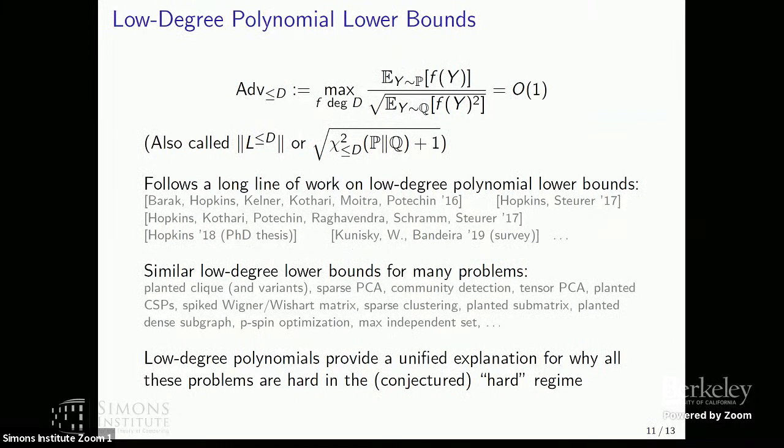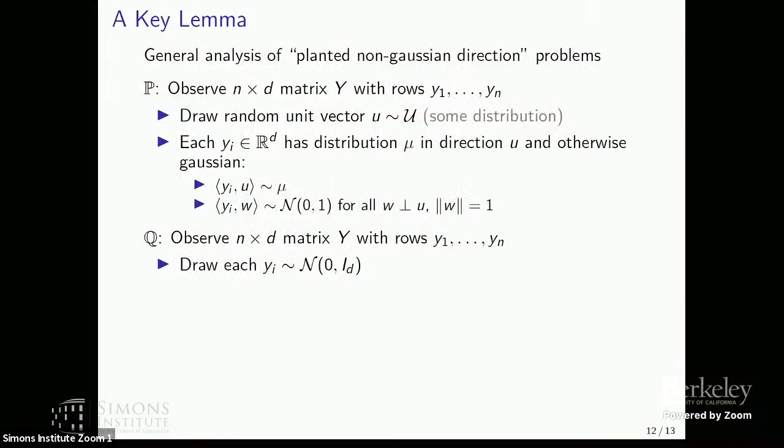And like we've heard a lot this week, this falls into a long line of work on low degree lower bounds, starting from many people in the room, and for all sorts of different average case statistical problems, it's been shown that low degree polynomials are actually as powerful as the best known algorithms for these things. And so this framework provides a unified explanation for why these things are hard.